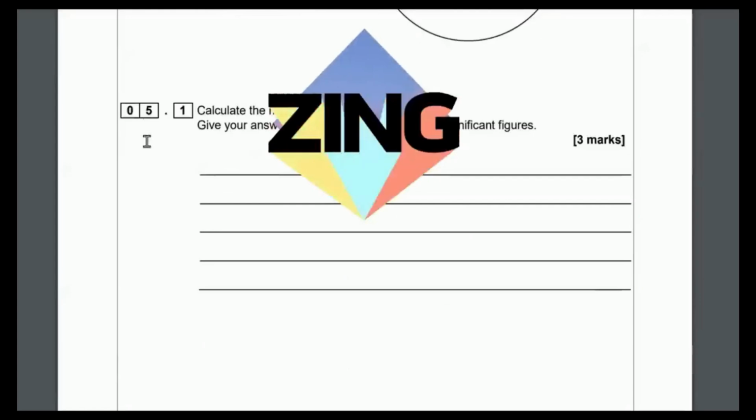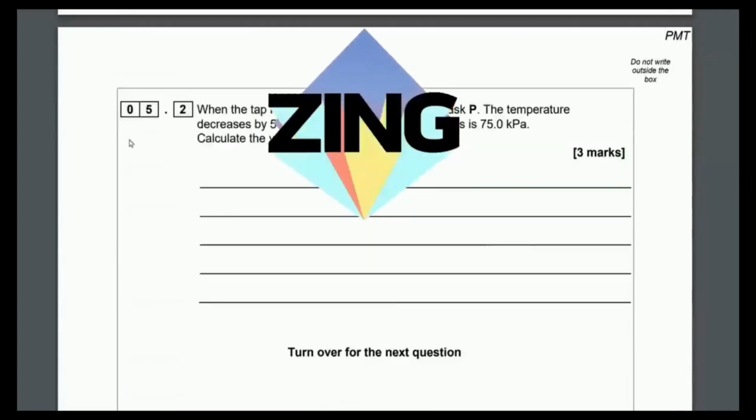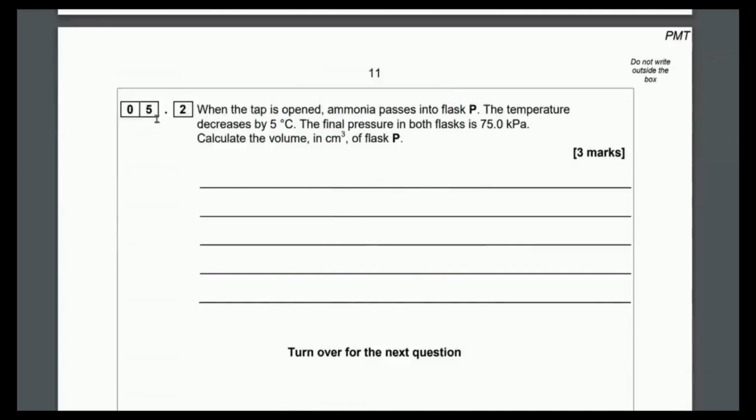And it's probably going to be another one. Yes, it is, to do with this flask situation. 5.2. When the tap is opened, right, they've opened the tap in the middle between Q and P, the 2 bits to the flask. Ammonia passes into the flask, P. The temperature decreases by 5 degrees. Okay, so we've gone from 300 Kelvin minus 5 degrees. The final pressure in both flasks is 75 kilopascals. We know the pressure again. Calculate the volume in centimeter cubed of flask P.